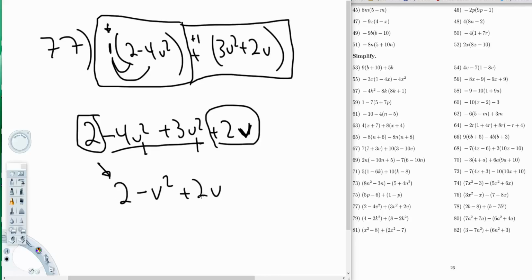Is that the right answer? Yes, it is. Sometimes the book will rewrite this. They're going to put minus v squared plus 2v plus 2. It's the same thing. The exact same thing.